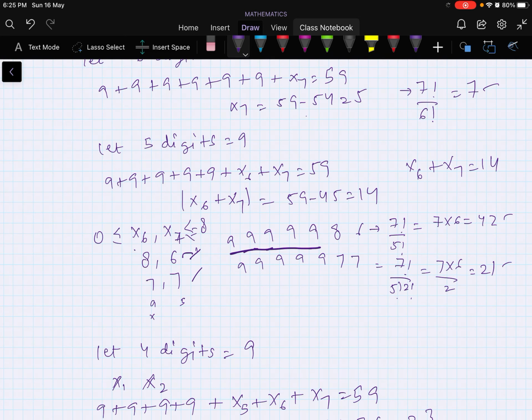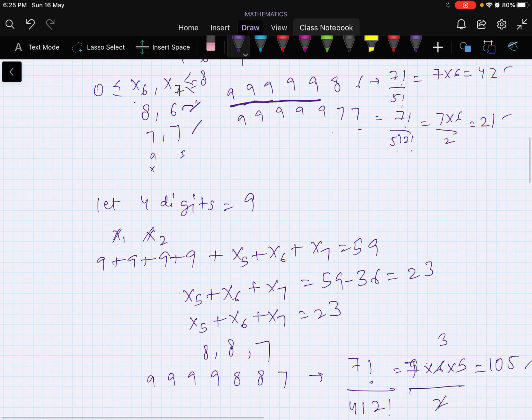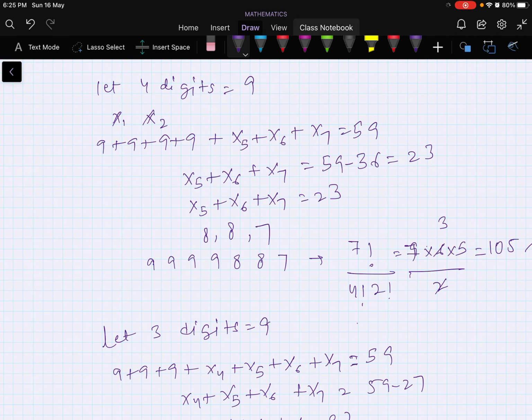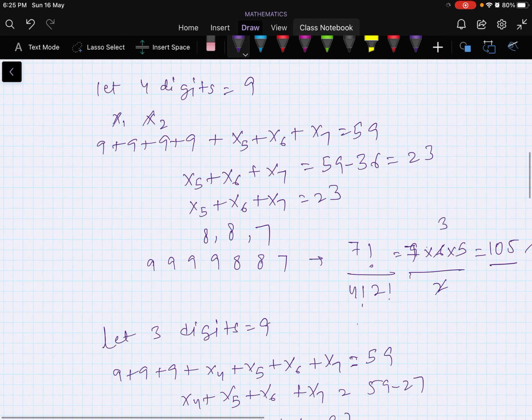And here 5 are alike and 2 are alike, so by the rule of permutation the total number of solutions is 7 factorial upon 5 factorial into 2 factorial, that is 7 into 6 upon 2, equals 21. The same goes for 4 digits: 4 into 9 equals 36, and 59 minus 36 equals 23. So x5 plus x6 plus x7 equals 23. The only possible solution is 8, 8, 7, because the maximum they can assume is 8 plus 8 plus 8, 24, and only one is less than 24. So the number of solutions is 7 factorial upon 4 factorial into 2 factorial, which comes to 105.